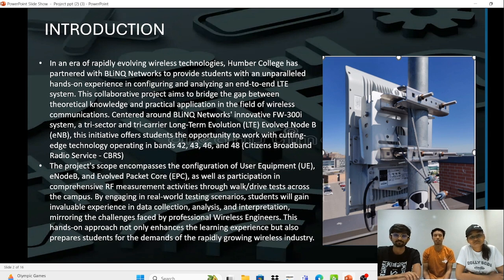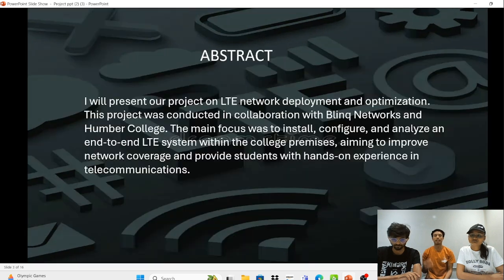The title of our project is The Deployment and Performance Analysis of an LTE Network using Blink Fixed Wireless Access Technology. My name is Tidan Visresta, and joining me are Drumit Kumar Patel and Mansi. I will talk about objectives and initial setup.